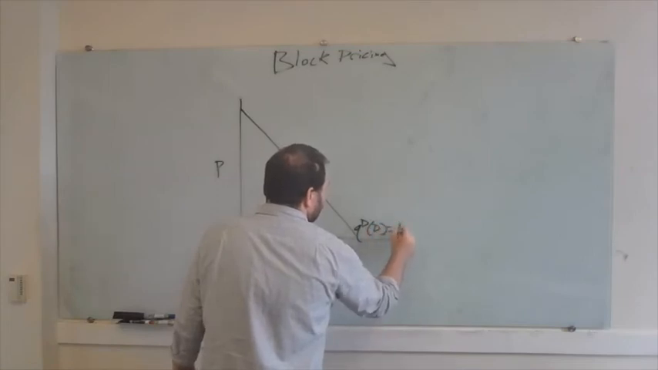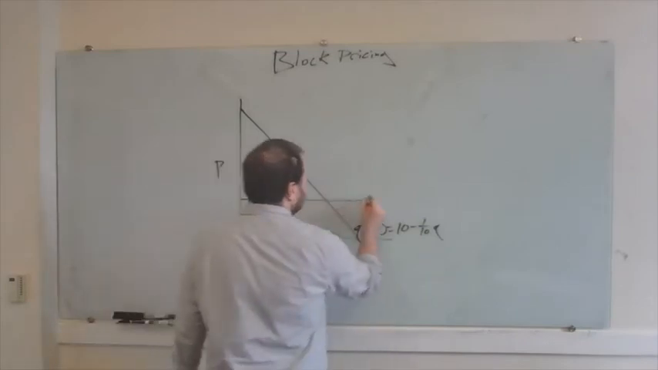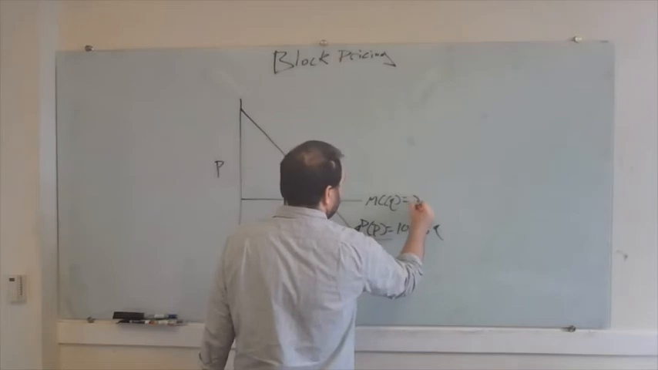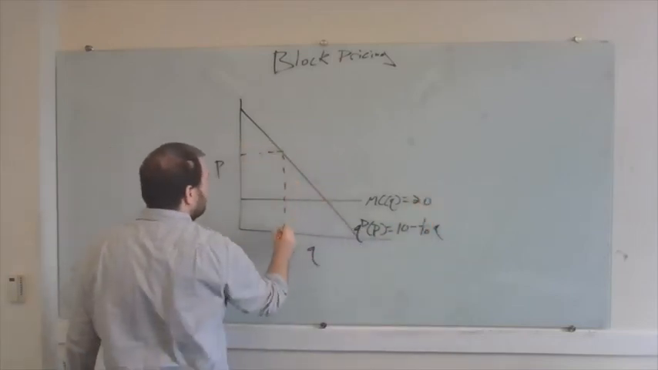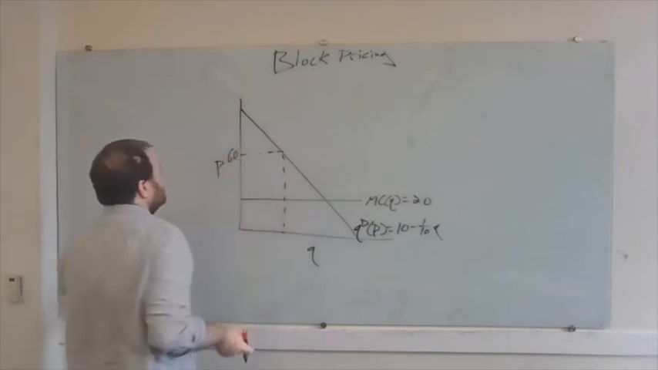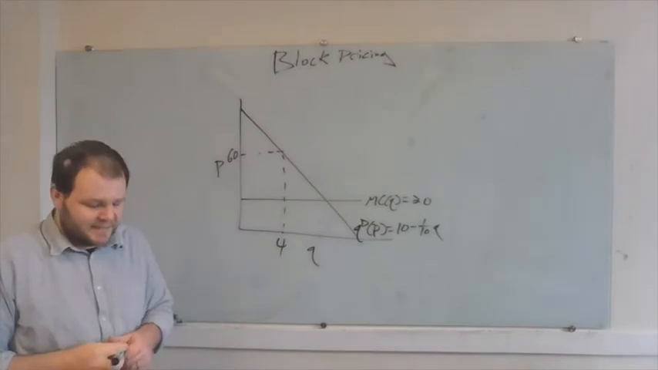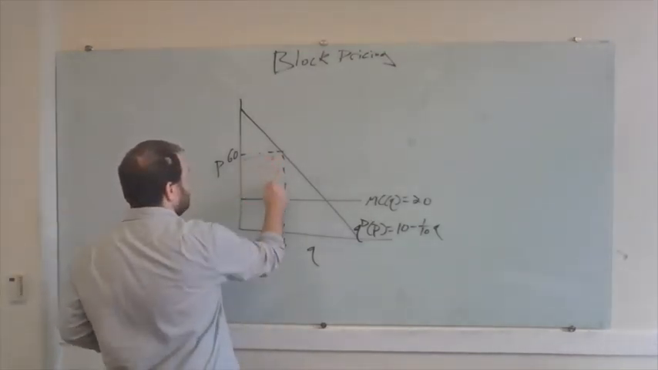So I've got my demand curve, what did I say, 10 minus 1/10 Q. I've got my marginal cost of 20. And what we said before, that if I was charging a single price, the price would be 60, and I know that my consumers would end up purchasing 4 units apiece, right? And I would get this rectangle profit.